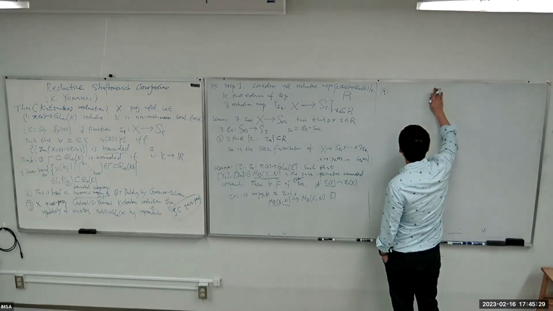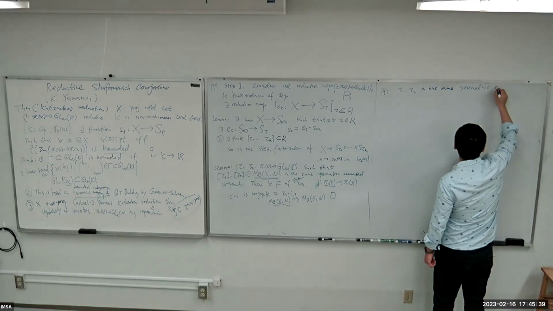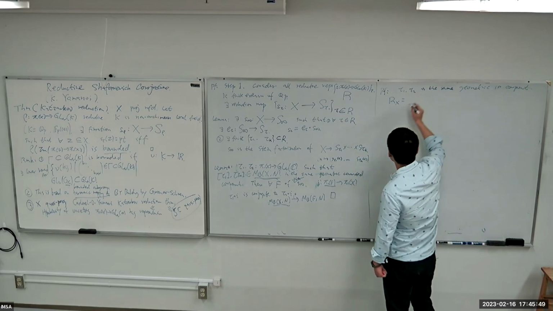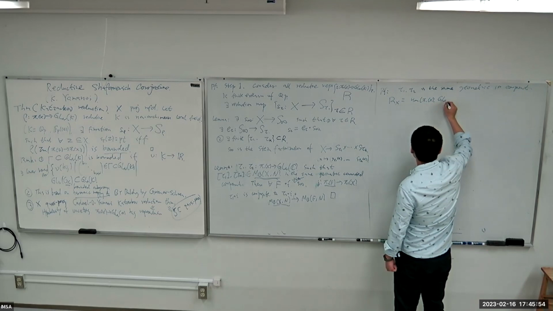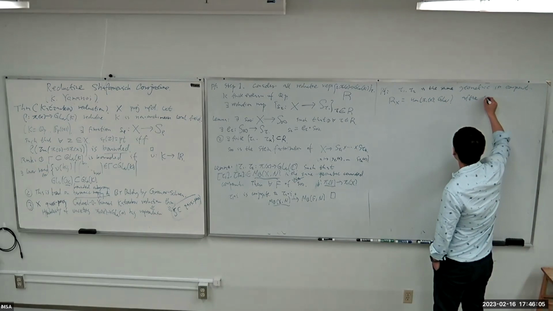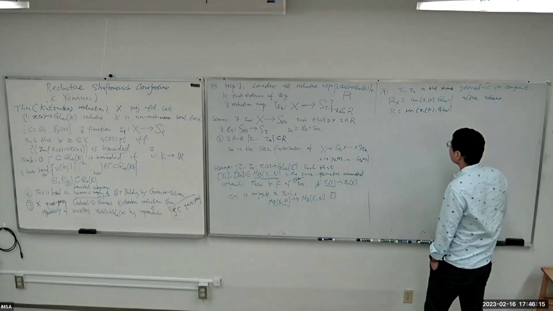So we may assume, for simplicity, that tau 1 and tau 2 are in the same geometrically irreducible component of R_X. R_X is the representation variety. Roughly speaking, it's an affine scheme which represents all the morphisms from pi_1 to G of N. Then we also denote by R_F the affine scheme for pi_1 of F to G of N. It's also an affine scheme. They are both defined over Q bar.